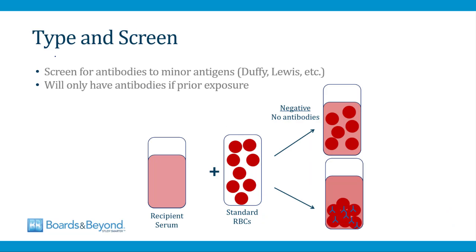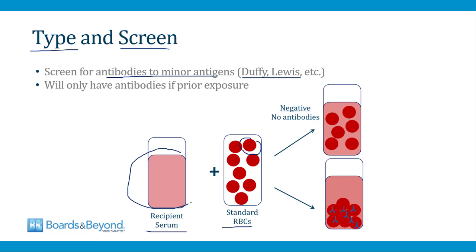In a type and screen test, you first perform a blood type test to determine the ABO and Rh status of the patient, but then you perform a screening test, and the goal is to identify if there are antibodies present to minor antigens, like those Duffy and Lewis antigens we talked about earlier. To perform a screen, you take the recipient's serum, which is the blood with the blood cells removed, and you mix that with standard red blood cells. These red cells express many of those minor antigens that we talked about earlier, like Duffy and Lewis.